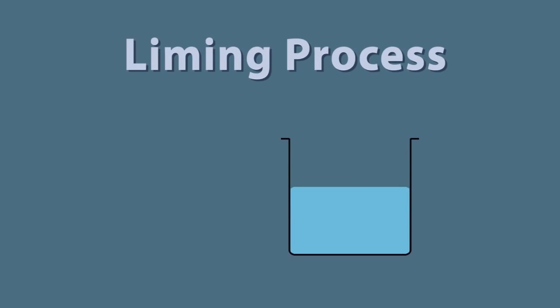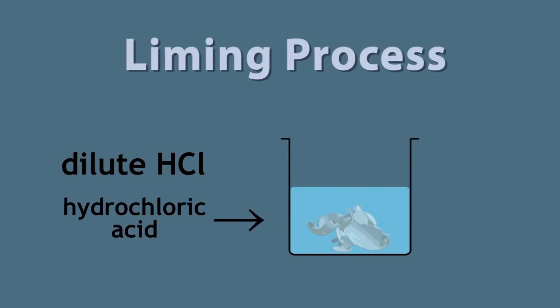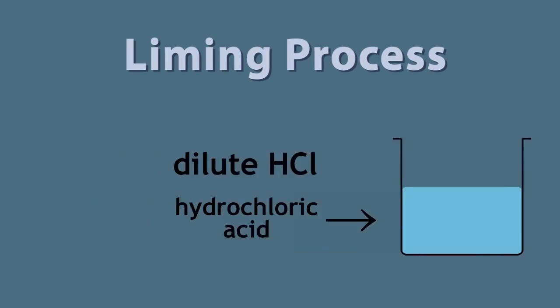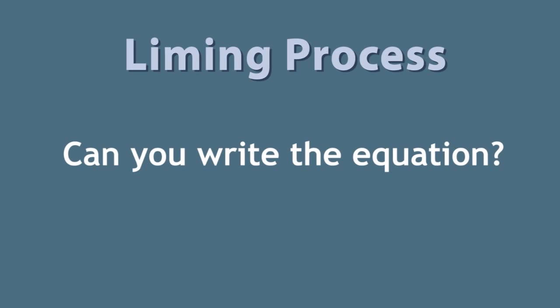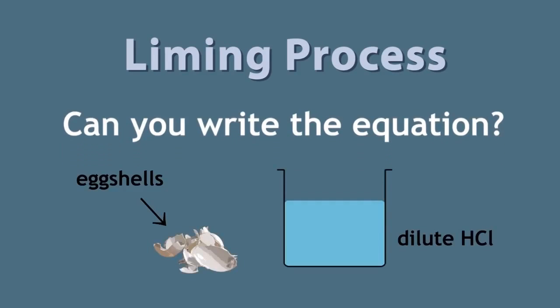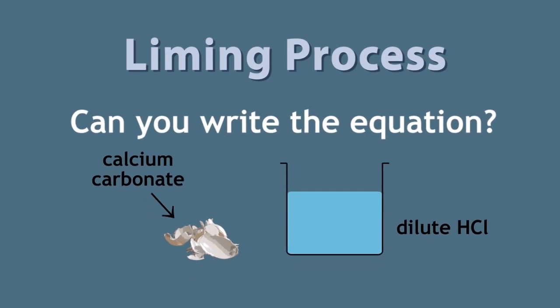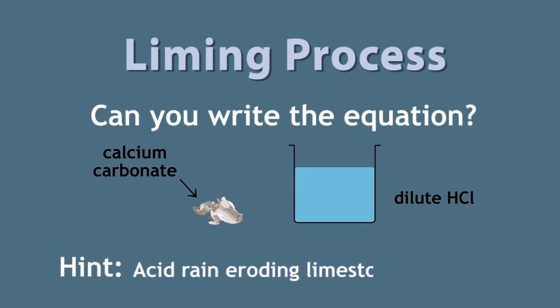We can mimic this liming process by placing some eggshells into a very dilute solution of hydrochloric acid. You can observe that the eggshells will dissolve in acid and a gas is produced. Can you write the equation for this reaction? Keep in mind that these eggshells are composed primarily of calcium carbonate. Here is a hint. It's very similar to the reaction that occurs when acid rain erodes limestone structures. Please pause and resume when ready.